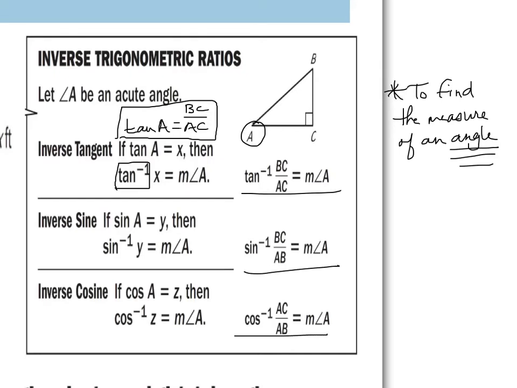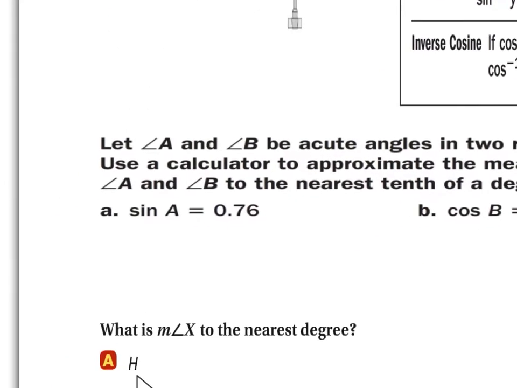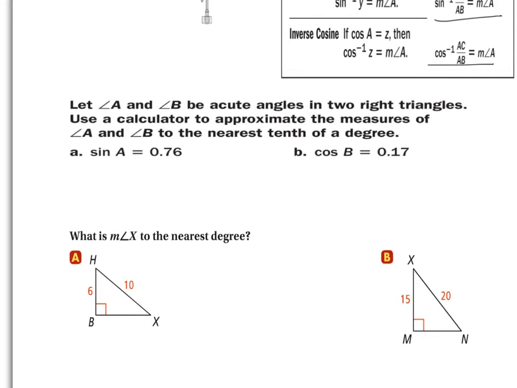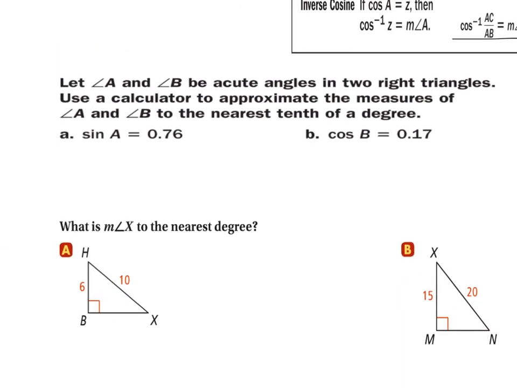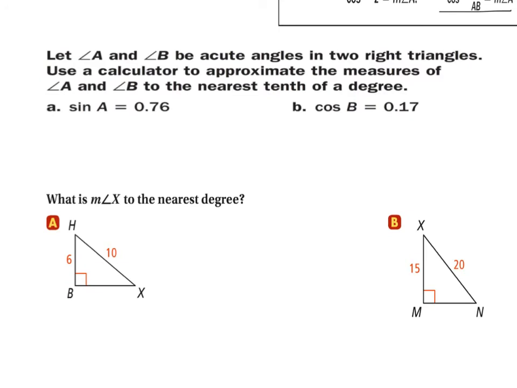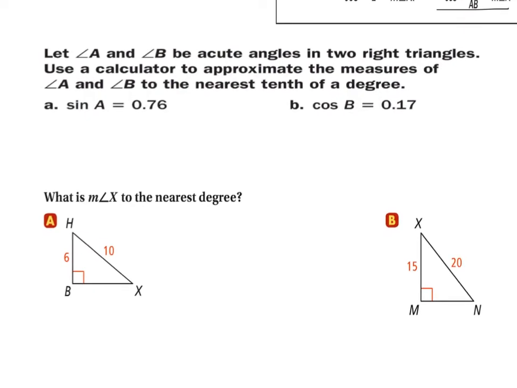Okay? Now, let's go through an example, and maybe you'll understand a little bit better as I go through these. It says let angle A and angle B be acute angles in two right triangles. Use a calculator to approximate the measures of angle A and angle B to the nearest tenth. In this case, they give us a decimal. Sine of A is equal to 0.76. So to solve this, I have to say that angle A is equal to the inverse sine of 0.76. Again, if you take the inverse of each side, the inverse and the sine essentially cancel each other out.